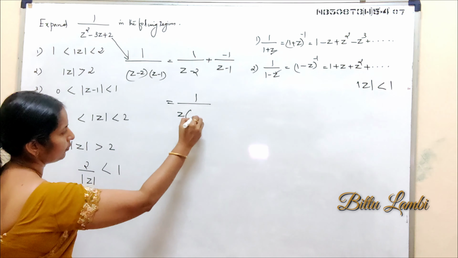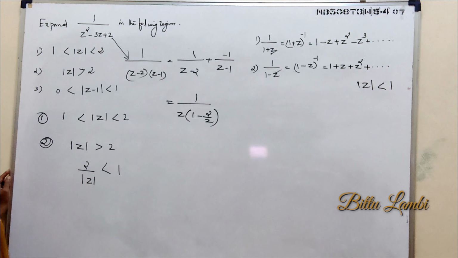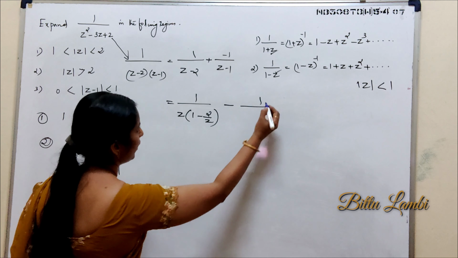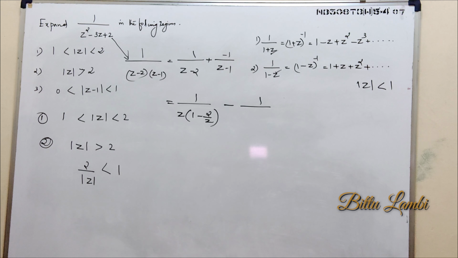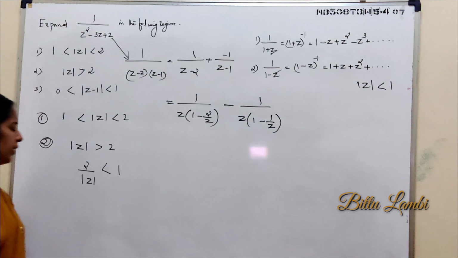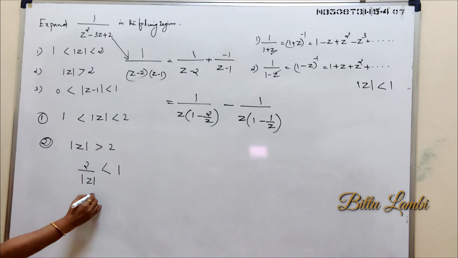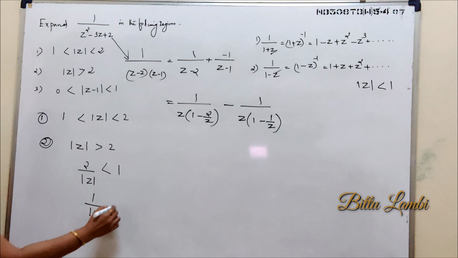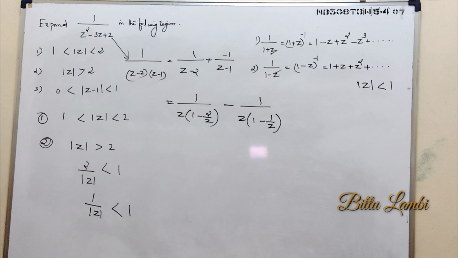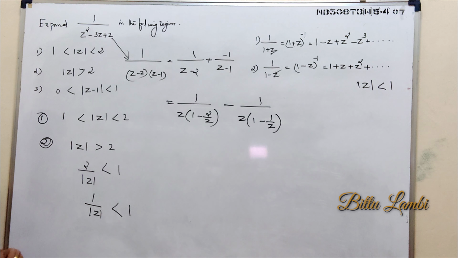So here, you take z outside, 1 minus 2 by z. So modulus of the second term, that is 2 by mod z, is less than 1. So it is suitable for expansion. Next, minus 1 by z minus 1. You take z outside, 1 minus 1 by z. See here, 2 by mod z less than 1. So what about 1 by mod z? 1 by mod z is also less than 1. So its 2 times is also less than 1.